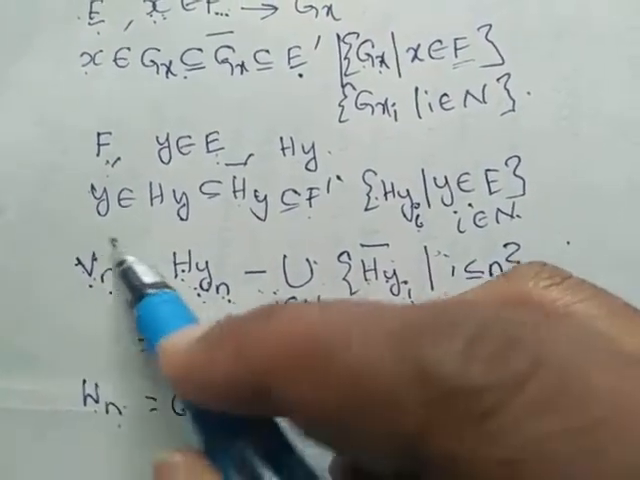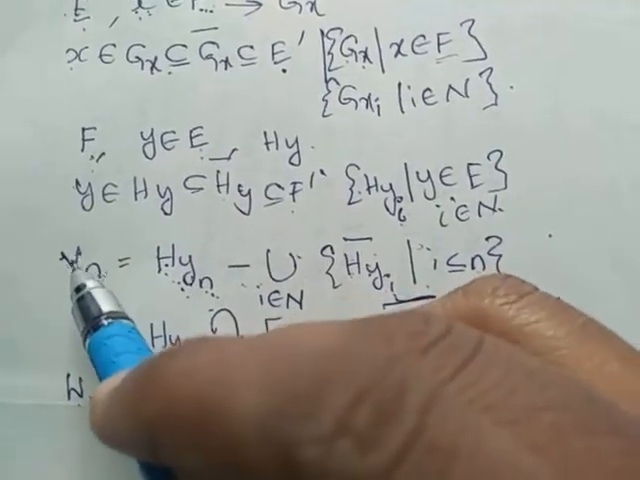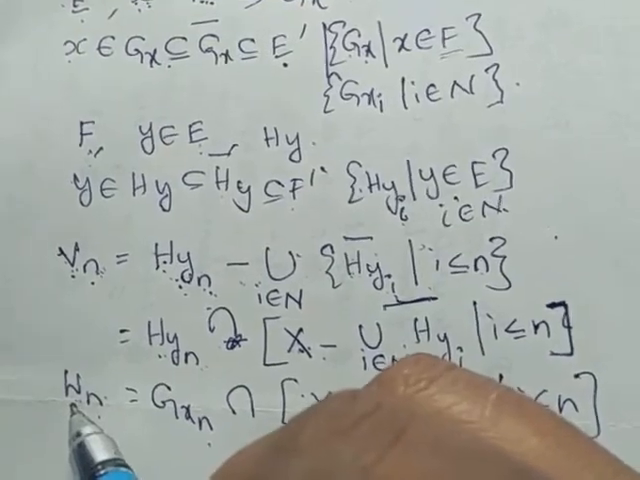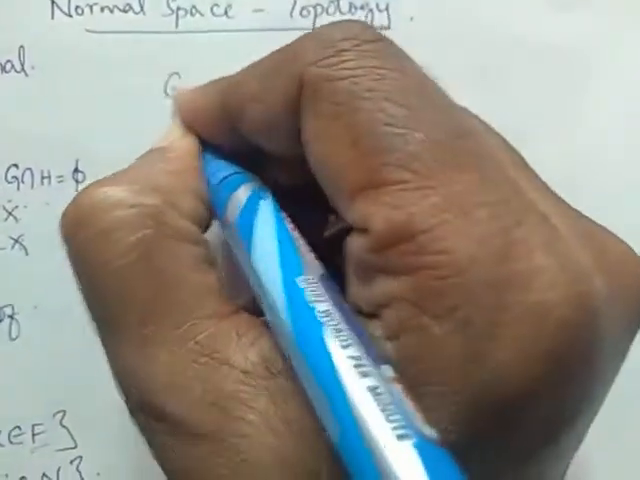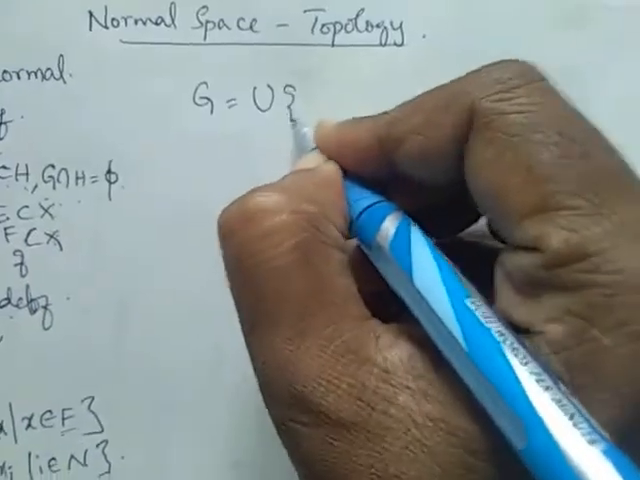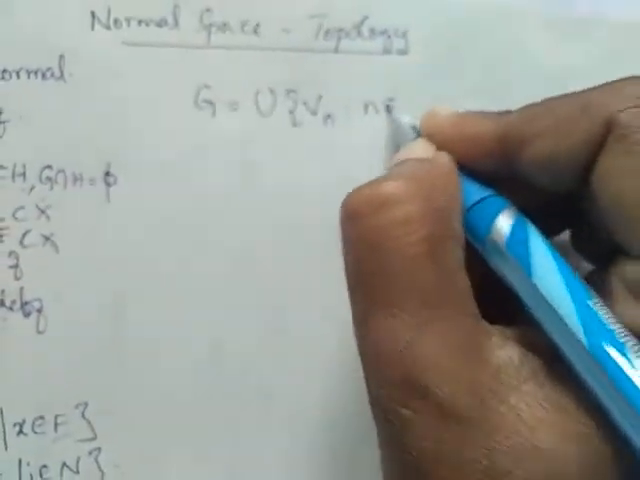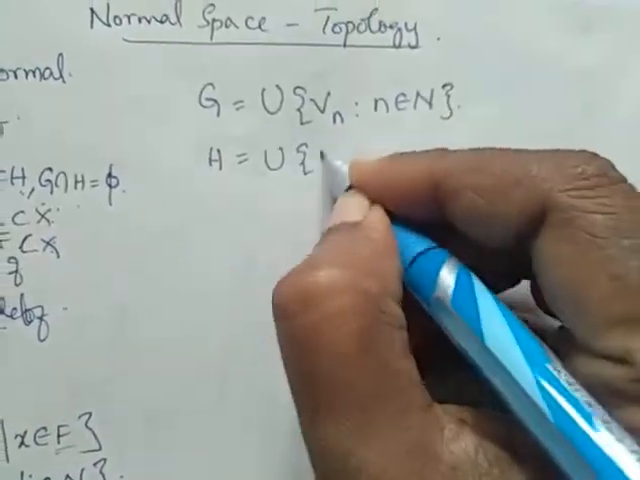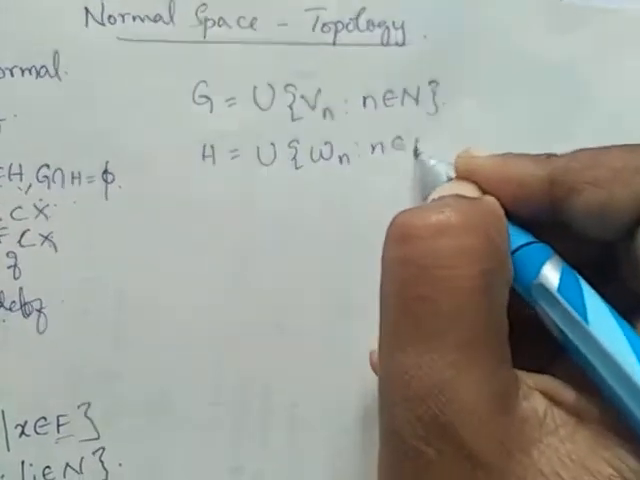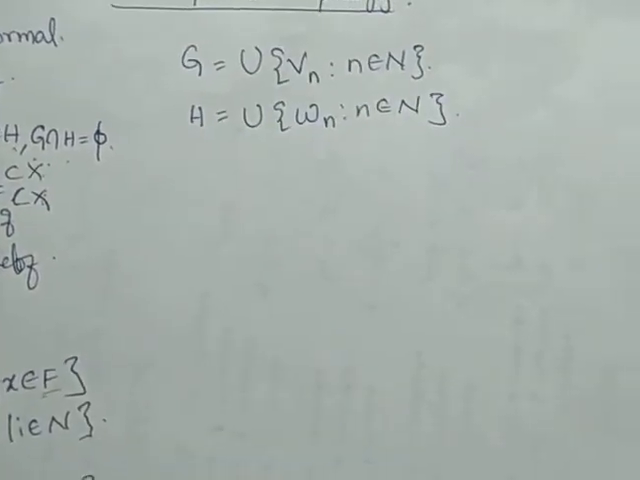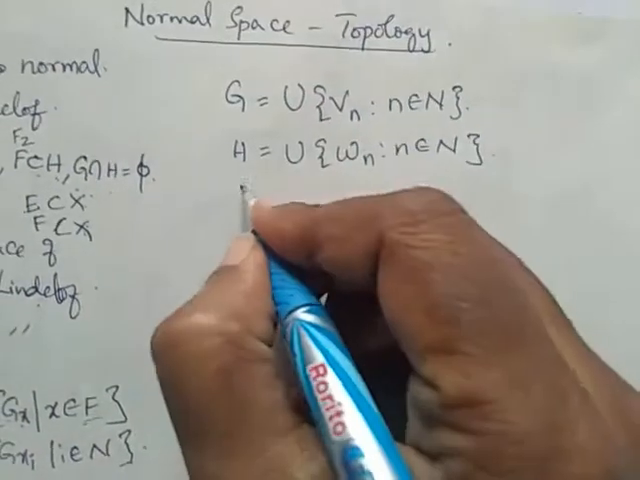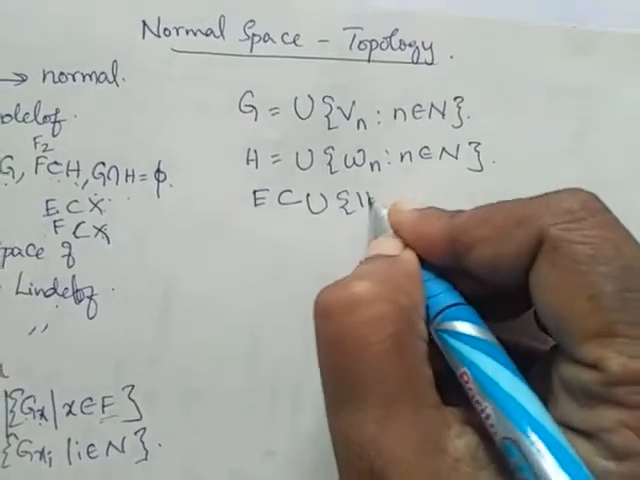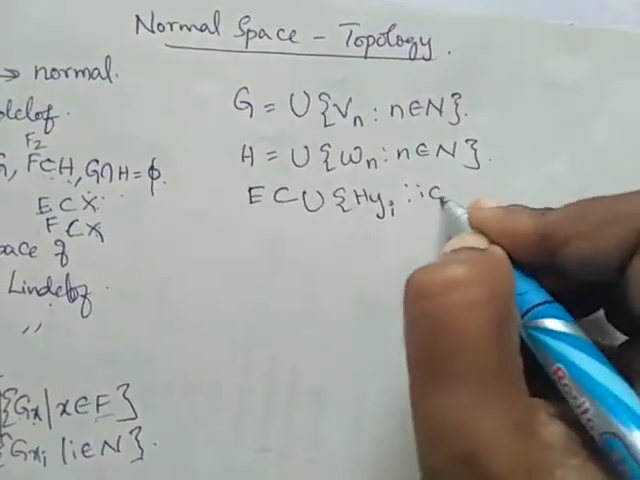Now I am going to combine all the values of Vn. It means I am going to combine V1, V2, V3, etc. I am going to combine W1, W2, W3, etc. So, I am taking G as union of Vn such that n belongs to capital N. Similarly, I am going to define H as union of Wn such that n belongs to capital N. Also, we are having E is a subset of union of Hyi, i belongs to N.